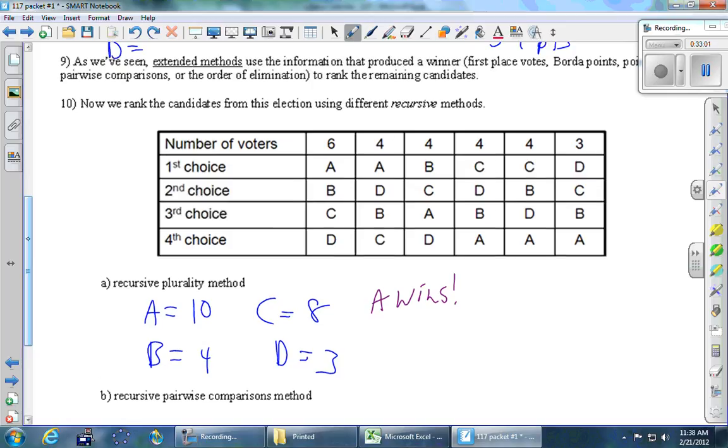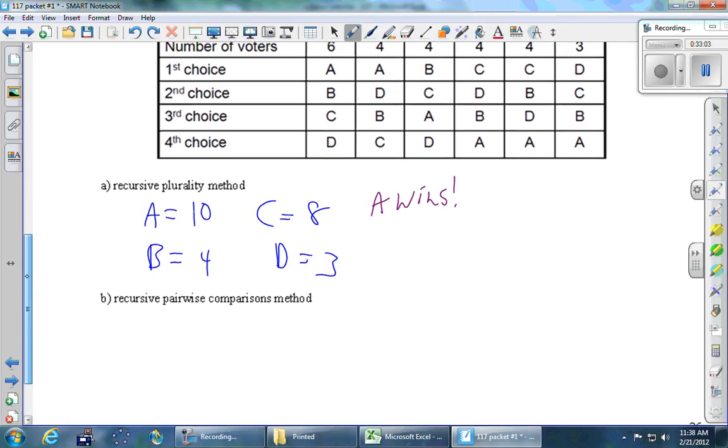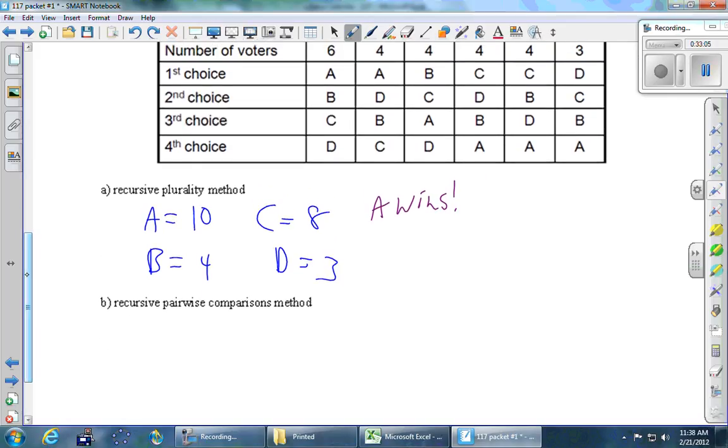And by virtue of winning the election, their place is assured. It is fixed. And so as Ashley points out, we eliminate them. We're done with them. We're not looking at the 4, 8, 3 anymore. These numbers are irrelevant. I don't care who came in second. I just wanted a winner. A wins. A is happily eliminated.